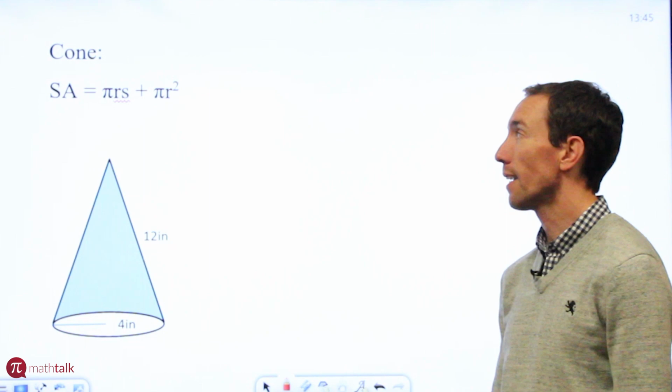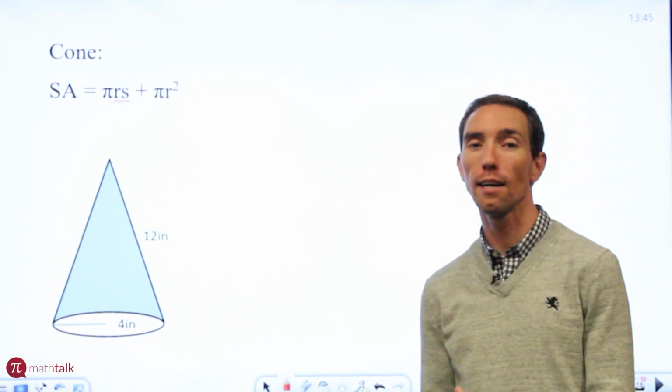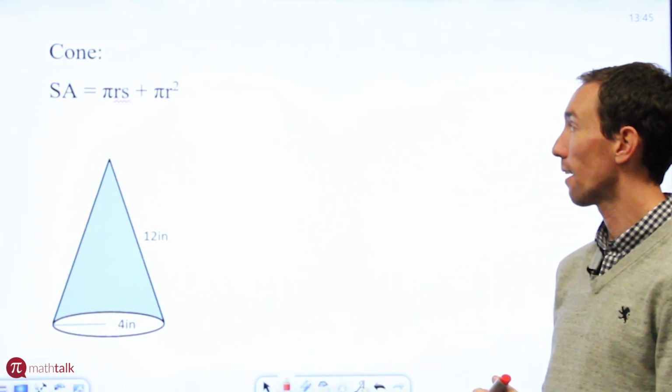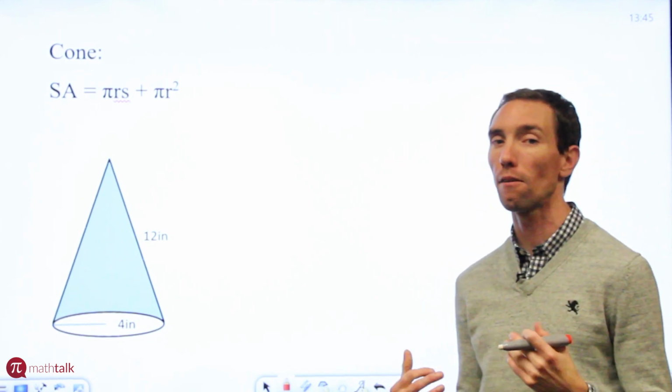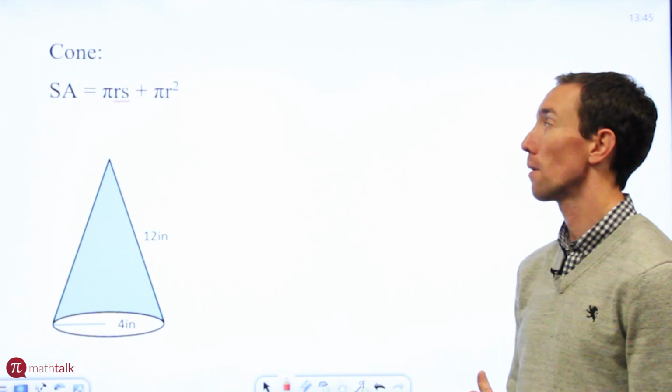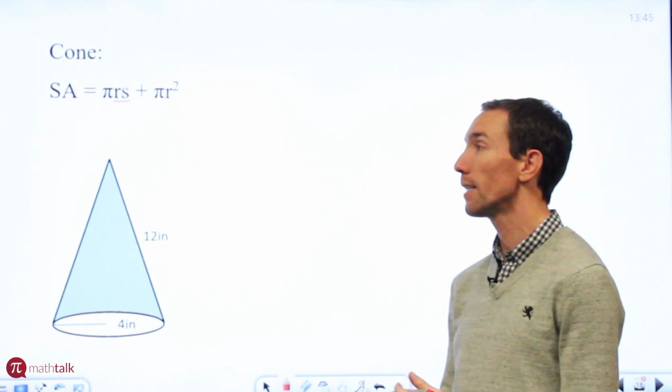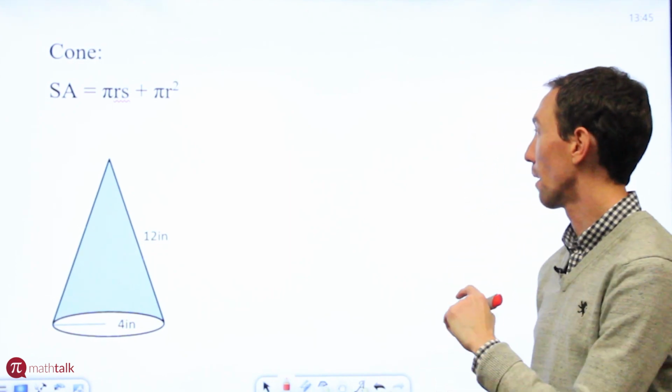Today we're going to start by looking at a cone. You may think of an ice cream cone or something like that. Well, we're going to look at how to find the surface area of that. Much like some of the other shapes, this one involves pi. So we're going to use the approximation of pi that is usually recommended, which is 3.14. And we're going to go from there.